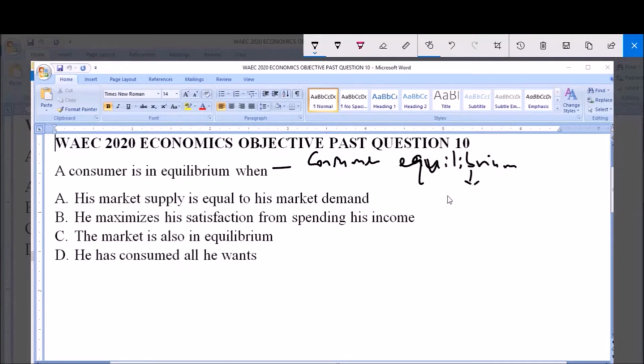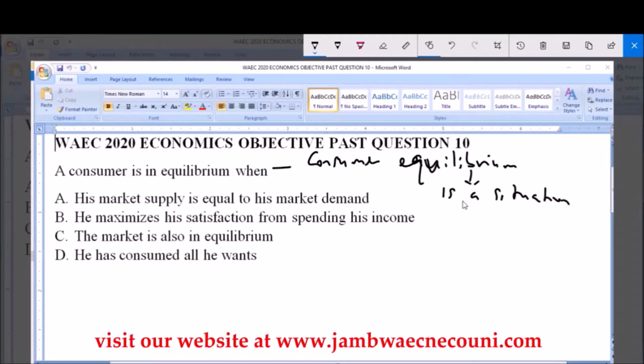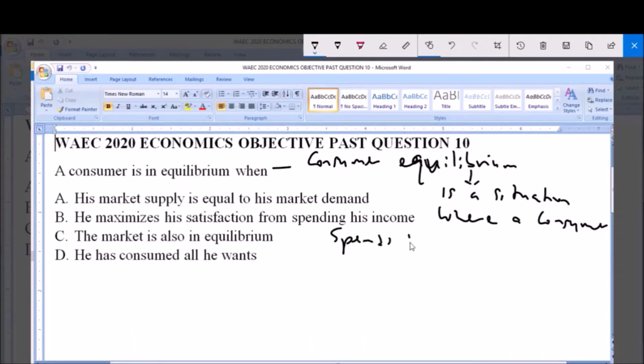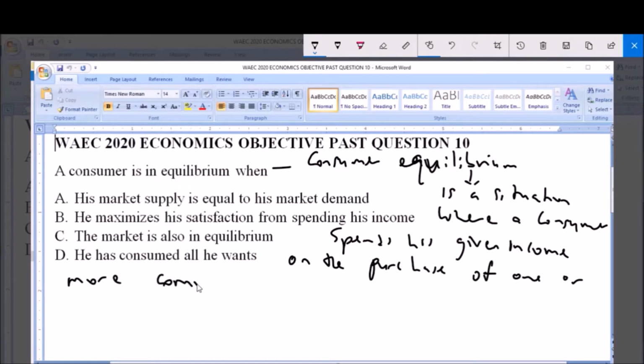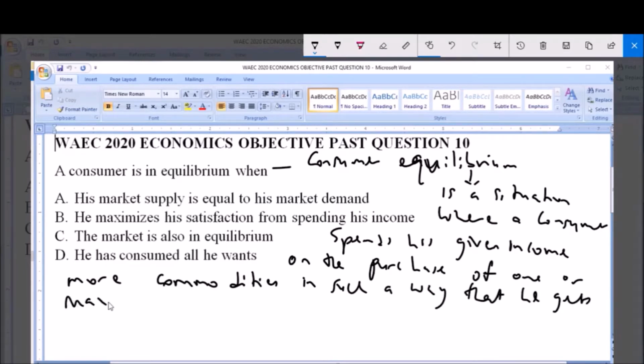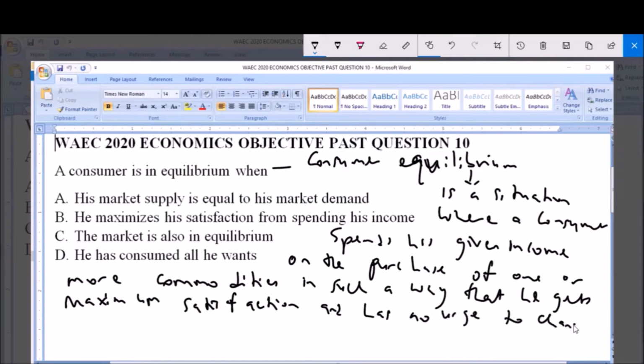And consumer equilibrium is a situation where a consumer spends his given income on the purchase of one or more commodities in such a way that he gets maximum satisfaction and has no urge to change his level of consumption.